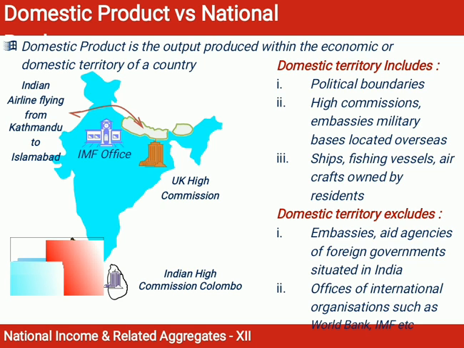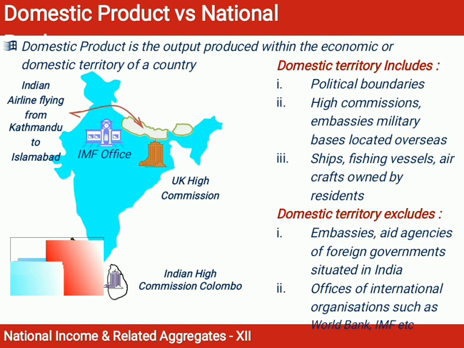We repeat once again. The Indian embassy in Russia is a part of the domestic territory of India. And domestic territory does not include the following items. First, embassies, consulates and military establishments of a foreign country. For example, the Japanese embassy in India is not a part of the domestic territory of India. It's a part of the domestic territory of Japan.